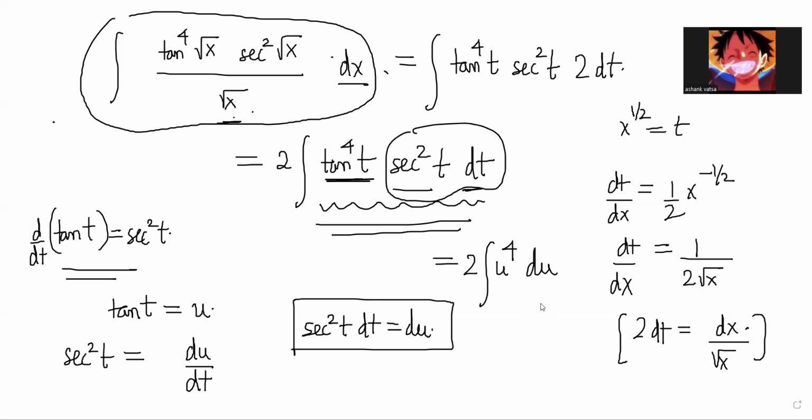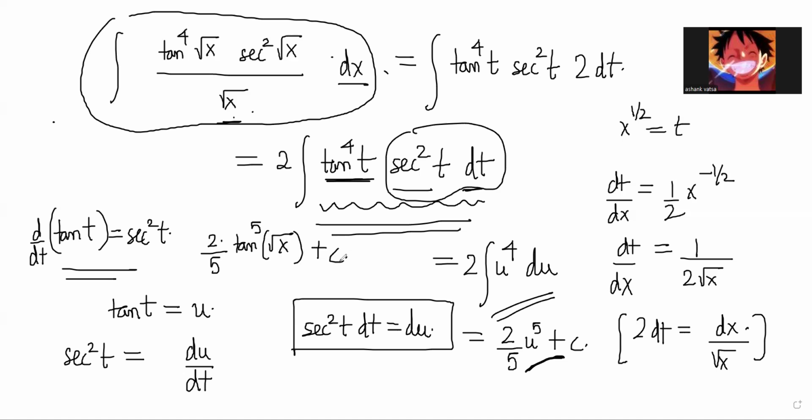And now it is following a formula that we know from the table, x power n dx. So the answer will be 2 by 5 u power 5 plus c. Now I have an answer in u, so what you have to do is convert u to t and then t to x. So my answer will be 2 by 5, u is tan t, so I'll put tan to the power 5 of t. But t was root x. This is the final answer.